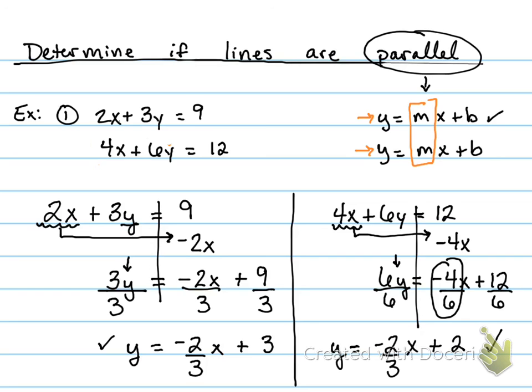So what do I notice? I'm going to examine my two slopes. Negative 2 over 3, negative 2 over 3. Because those both have the same slope, we can say that these two lines are indeed parallel. Okay, so I can say that these are parallel. All right, let's look at a perpendicular problem.